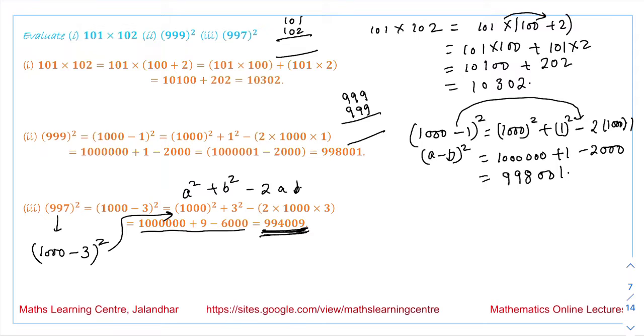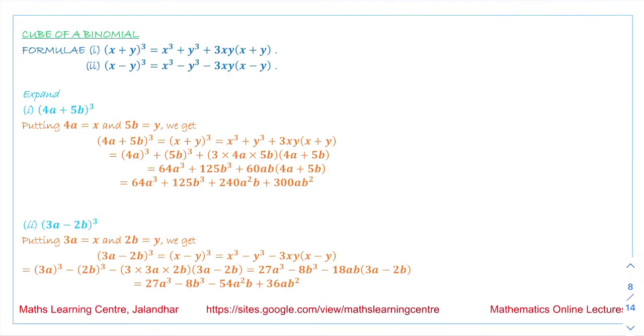Now the next problems are based on the formula of cubes of a binomial. In the last question we have done the square of a trinomial. Now it is the cube of a binomial. Binomial means we are talking about two terms. So we are having two formulas over here. One is x plus y whole cube and second is x minus y whole cube, and these formulas are there.